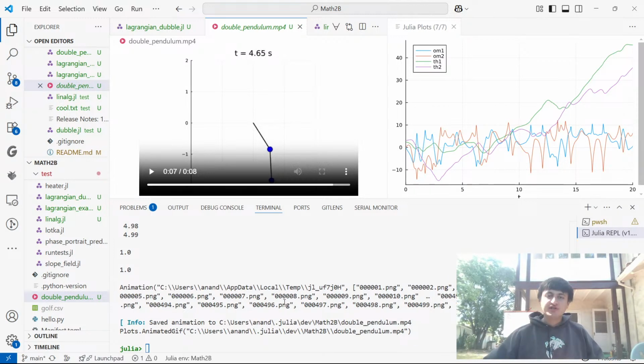Okay, so we need to add the generalized forces, but I think the first thing we want to do is get our single pendulum forces down. Okay. Give me a sec.